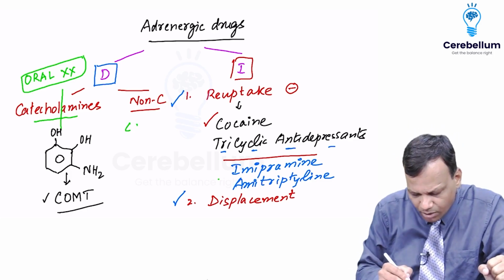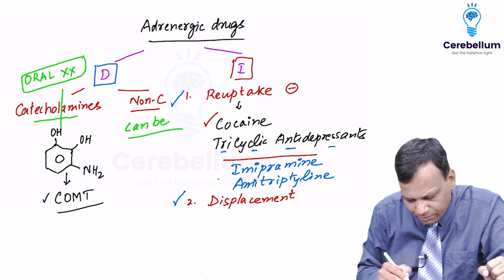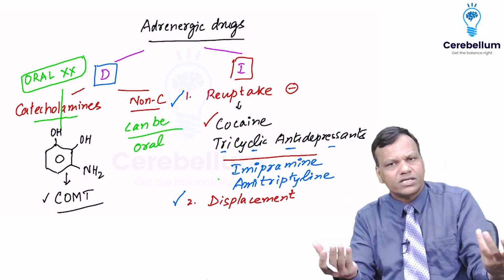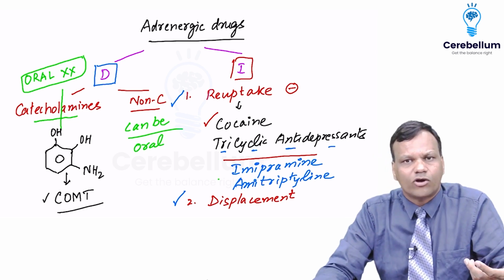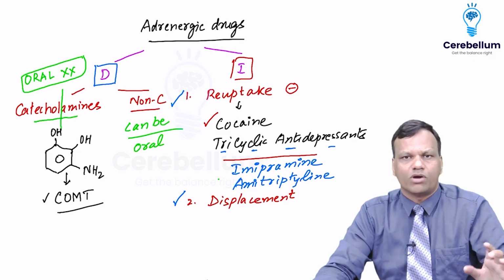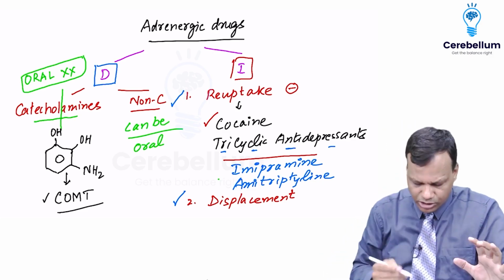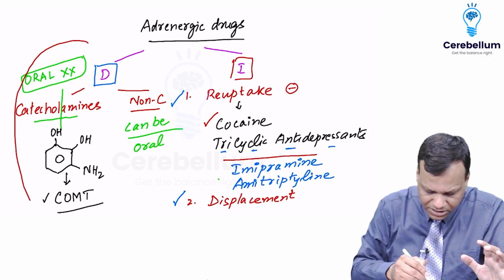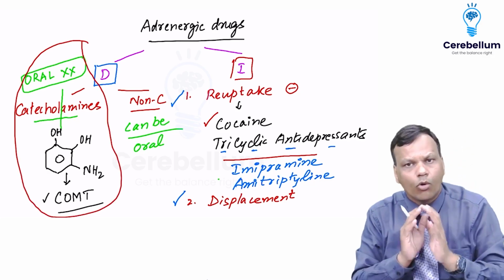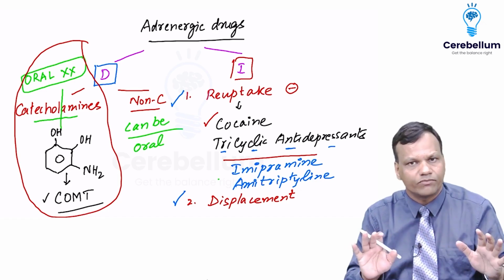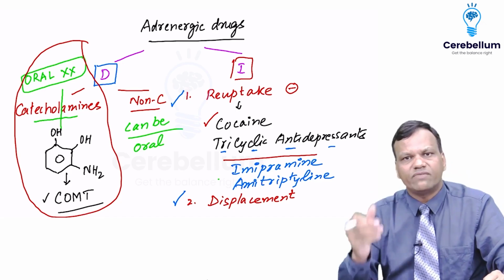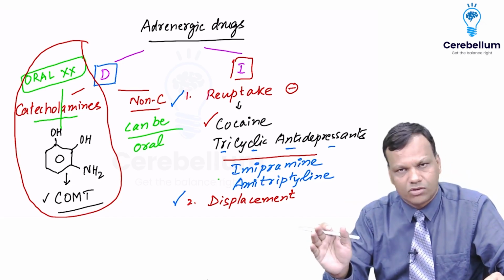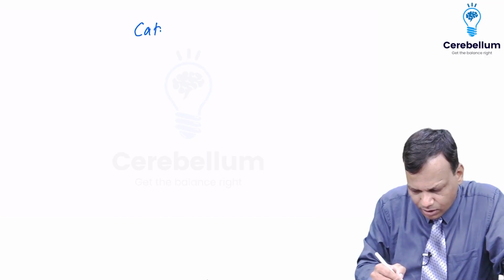Whereas non-catecholamines can be given orally, depending upon their own properties. If a drug is absorbed through the GIT route, it can be used. Non-catecholamines are not broken down by COMT. Clear? So that is the basic thing you need to remember, that catecholamines cannot be given orally. No catecholamine is effective orally. Okay, so we will start with the catecholamines. First, we will discuss these and then we will move to non-catecholamines. Okay, starting with catecholamines.